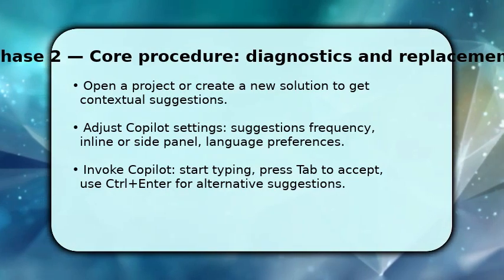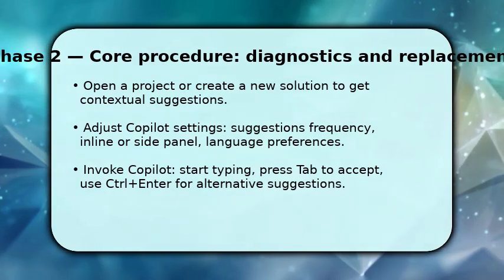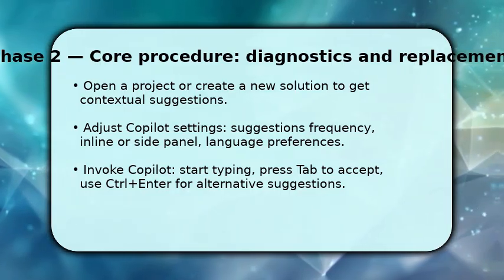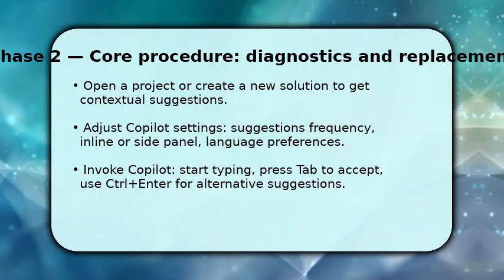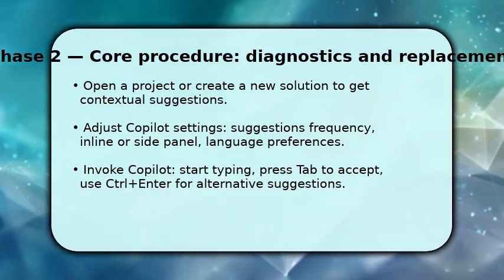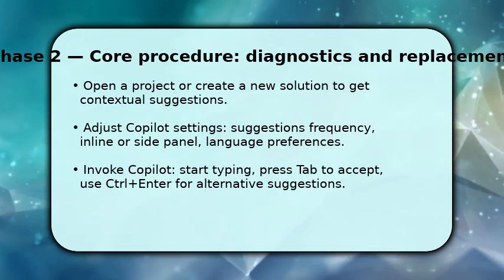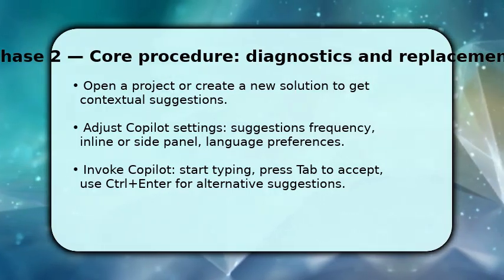Once the extension is active, open your solution so Copilot has context. You should configure behavior in Tools > Options > GitHub Copilot, set suggestion frequency, and whether you prefer inline completions or the pane. Then, begin coding. Type a comment or function signature and watch suggestions appear.